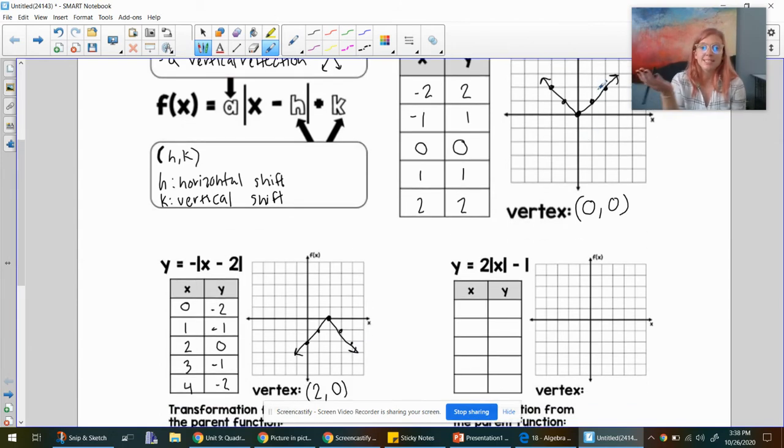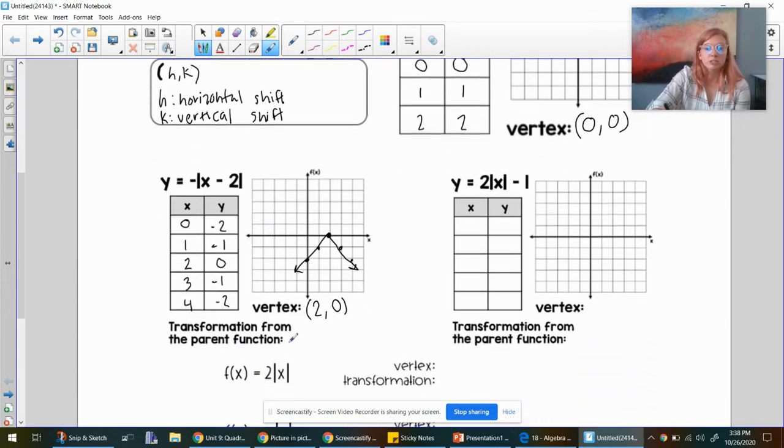Well, the first thing we notice is that it has that vertical reflection. Because the a value is negative, it flips over the x-axis. The next thing we notice is that the vertex shifted over twice. That is that horizontal shift. So when we write a transformation, we're going to write it moves right 2, and it is a vertical reflection.